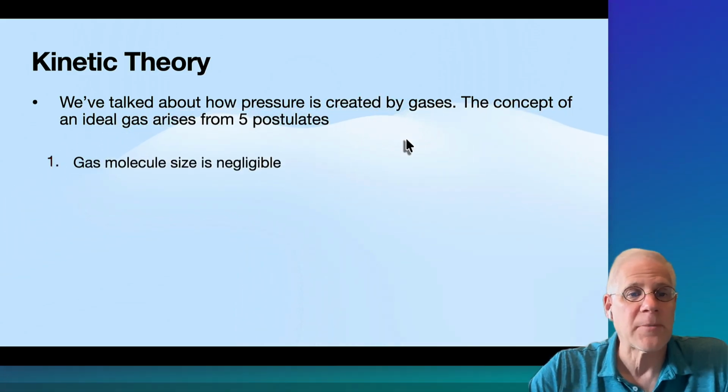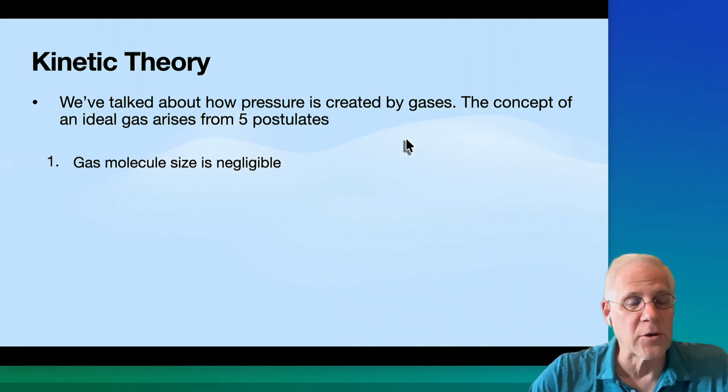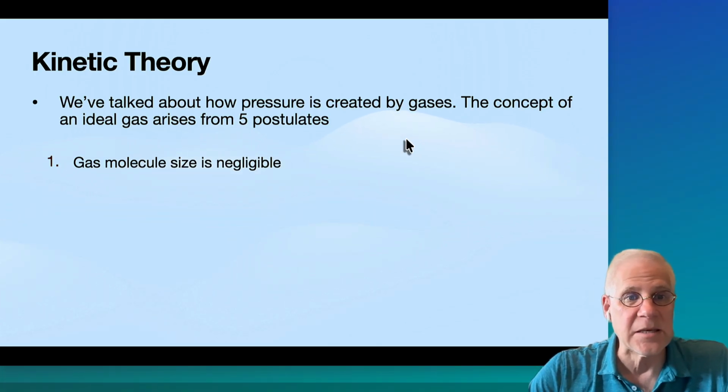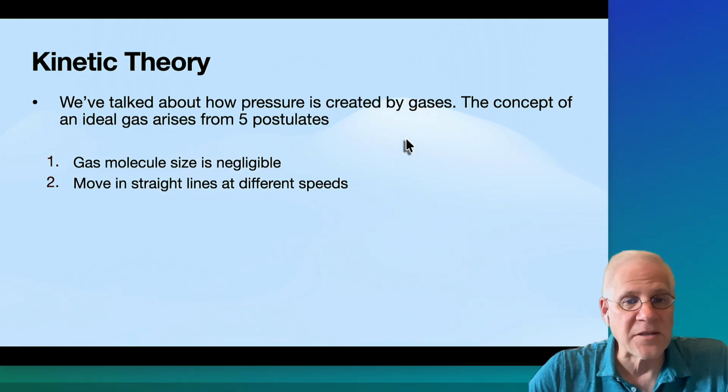we've talked about already. One is that gas molecule size is negligible. Whether it's an atom or a molecule, it's negligible compared to the size of the vessel that the gas is in. They move in straight lines at different speeds, so they don't take curved paths. They move just in a straight line until they collide with something.